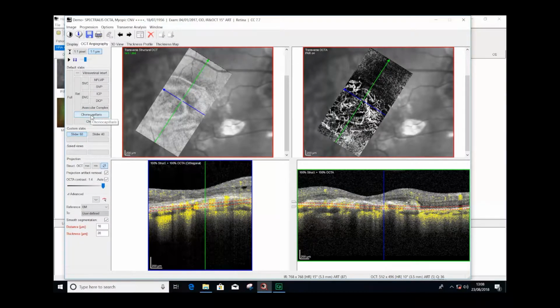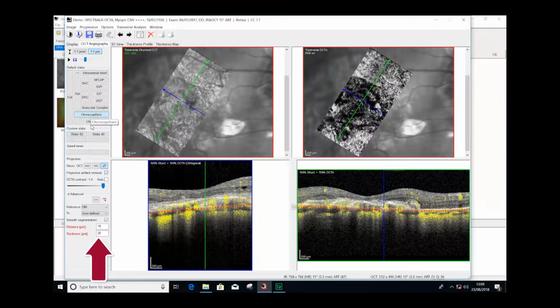Again, using the choroidal segmentation and increasing the slab thickness allows us to assess the choroidal changes more effectively and reveal possibly an additional occult component.